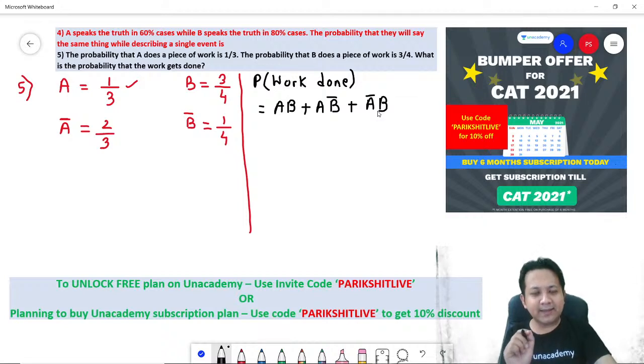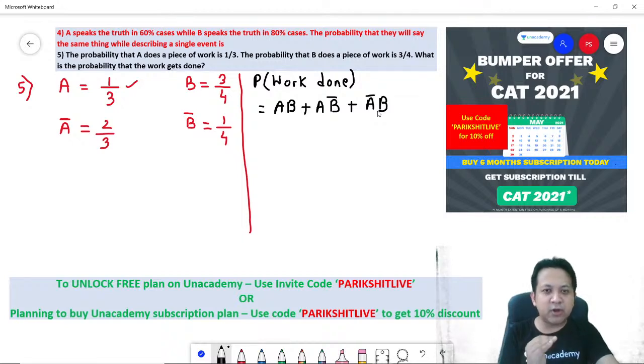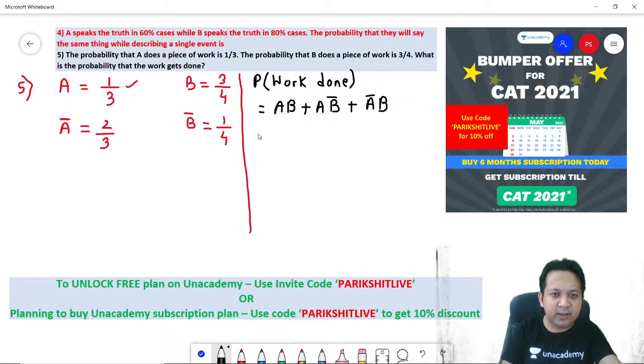When will the work get done? The work will get done if both of them do it or one of them does it. Both of them do it means A and B do it, or one of them does it means A does it, B does not, or A does not, B does it. So let's put it, A and B both do it. So 1 by 3 into 3 by 4.